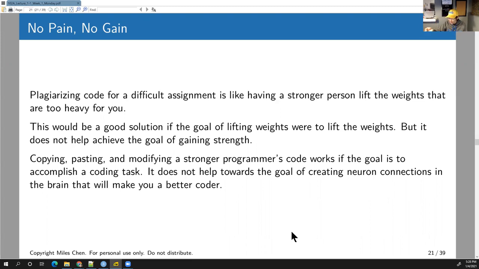And so as far as coding goes, if the goal is to accomplish a task, sure, use some prepackaged code, use a solution that you find on Stack Exchange. But if the goal is to help you learn and become a better coder, then you got to do this yourself. You got to do this yourself.